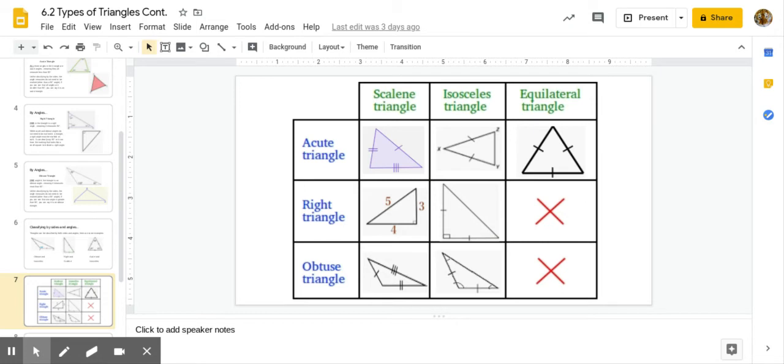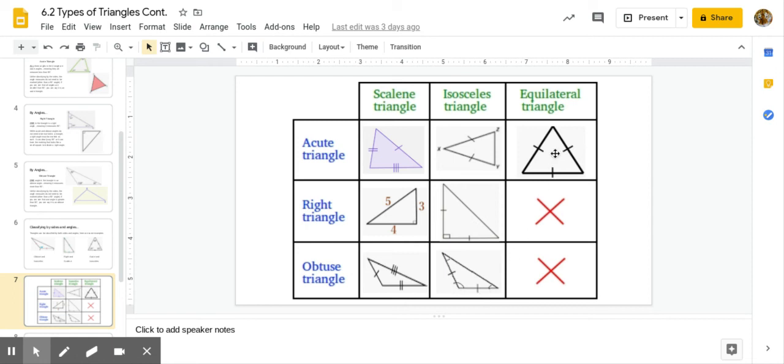Here's just a little chart in general to let you know what can and can't happen. You can have an acute scalene where all three sides are different, but all angles are less than 90. You can have a right scalene where we have a right angle, but all of the sides are different lengths. And you can have an obtuse scalene where you have a large angle and all three sides are different lengths. You can have an acute isosceles where you have two sides the same, but all of the angles are less than 90. You can have a right isosceles where you have a 90-degree angle and two sides are the same. And you can have an obtuse isosceles where you have a large angle and then two sides are the same.